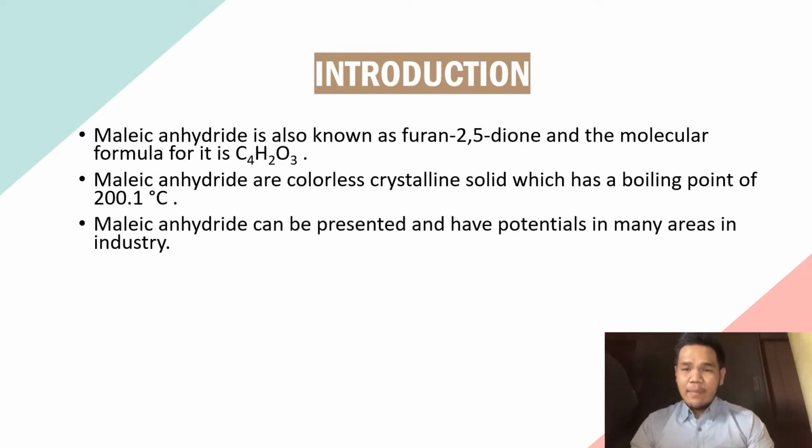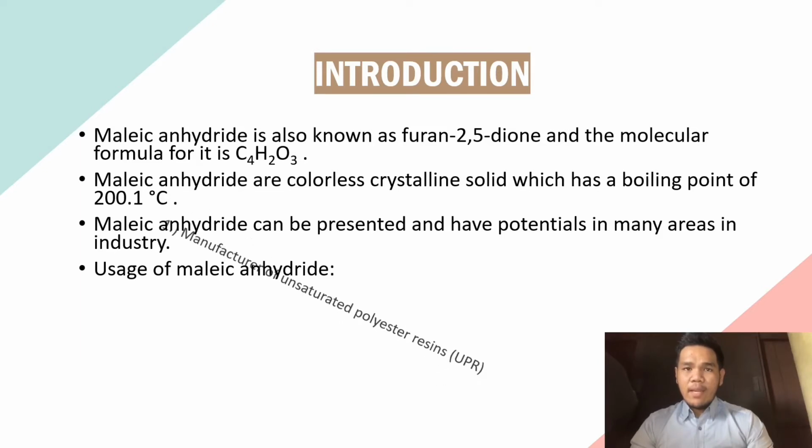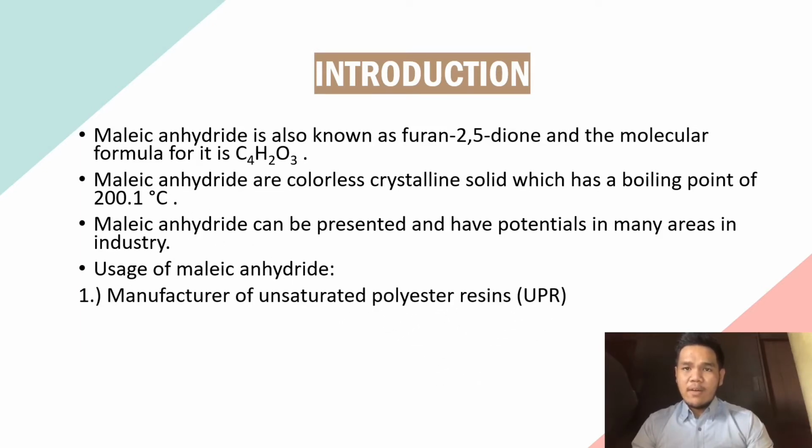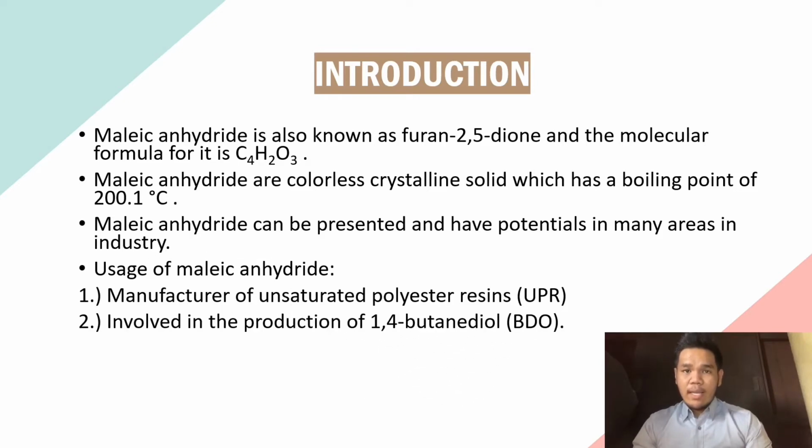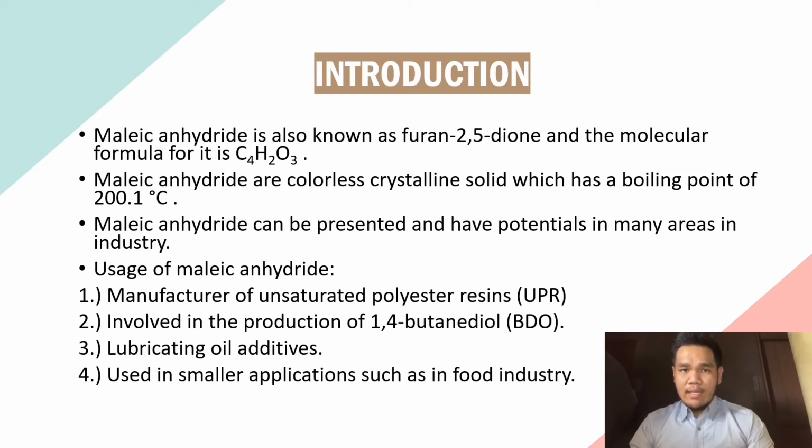Maleic anhydride has potential in many areas of industry, and here are some examples of its usage. Firstly, it is used in the manufacture of unsaturated polyester resins, or UPR. Secondly, it is involved in the production of 1,4-butanediol. Thirdly, it is also used in lubricating oil additives. And lastly, it is used in smaller applications such as in the food industry.